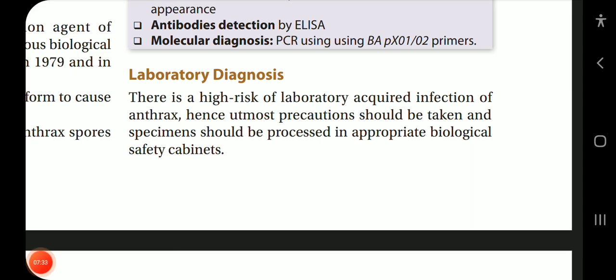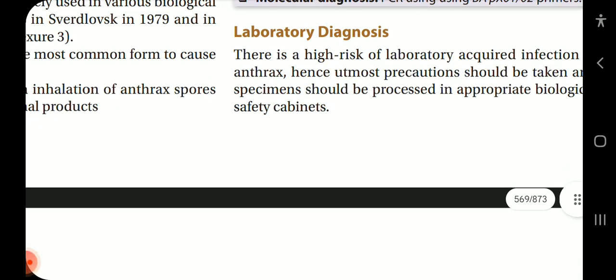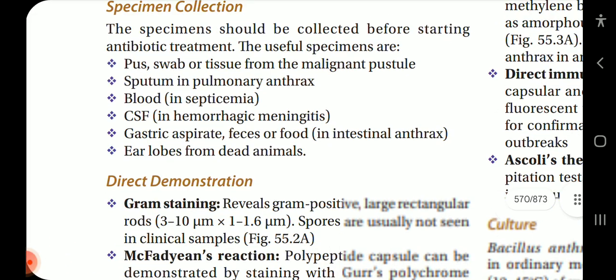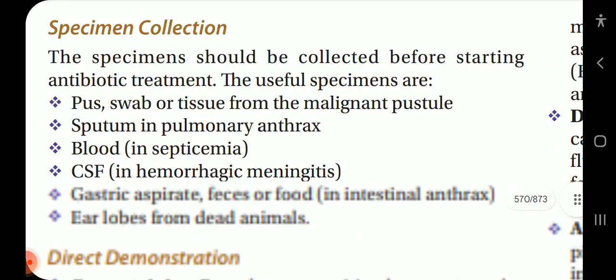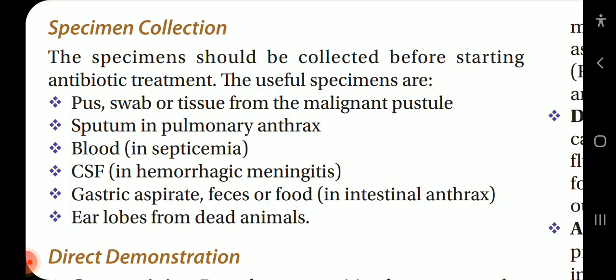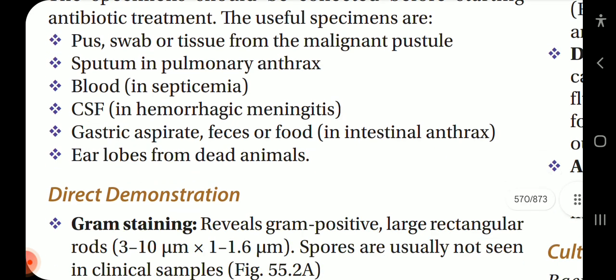Lab diagnosis: there is a high risk of laboratory-acquired infection of anthrax, hence utmost precaution should be taken and specimens should be processed in appropriate biological safety cabinets. Specimens should be collected before starting antibiotic treatment. The useful specimens are pus, swab or tissue from the malignant pustule, sputum in pulmonary anthrax, blood in septicemia, CSF in hemorrhagic meningitis, gastric aspirate, feces or food in intestinal anthrax, and earlobes from dead animals.